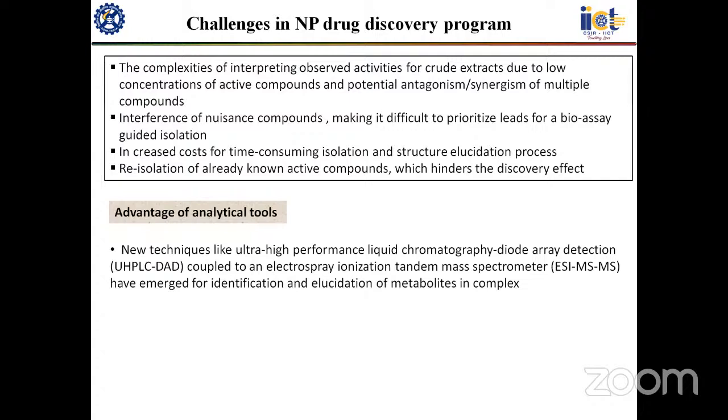That is also one of the biggest challenges, along with interference from nuisance compounds, because some natural product plants contain simple sugars and amino acids also. Sometimes this will mislead you in identifying the active compounds, making it difficult to prioritize the leads for bioassay-guided isolation. There is also increased cost for time-consuming isolation, as you know, isolation of natural products is a cumbersome and tedious process, and you need to purify the compound fractions until you get the pure compounds. And structure elucidation is also one of the biggest challenges and a tough process.